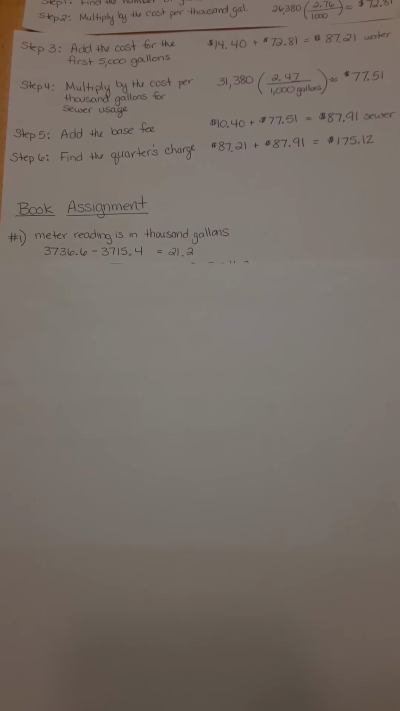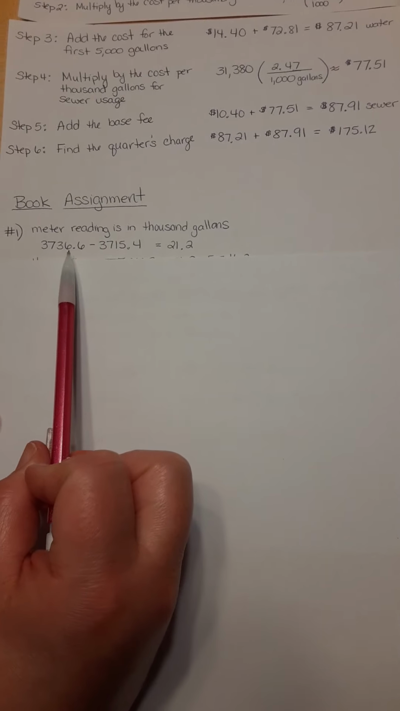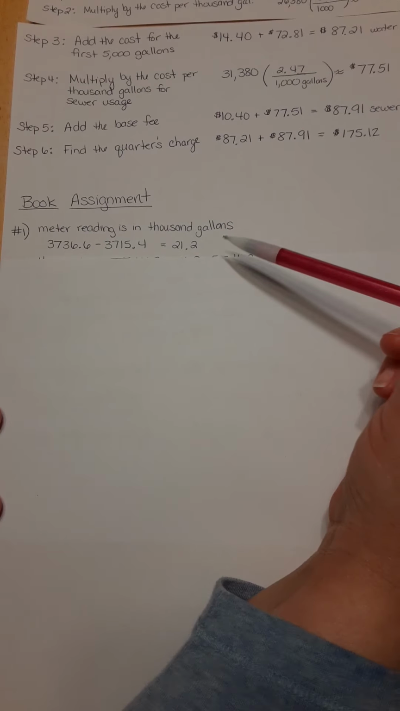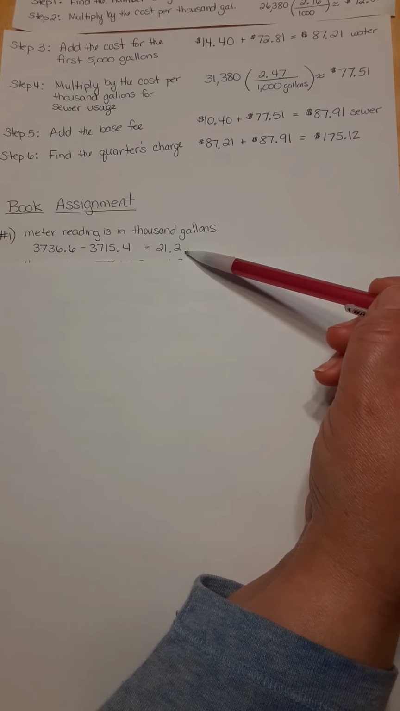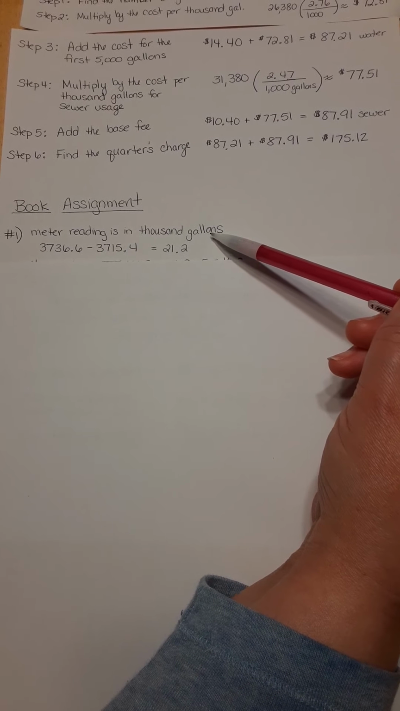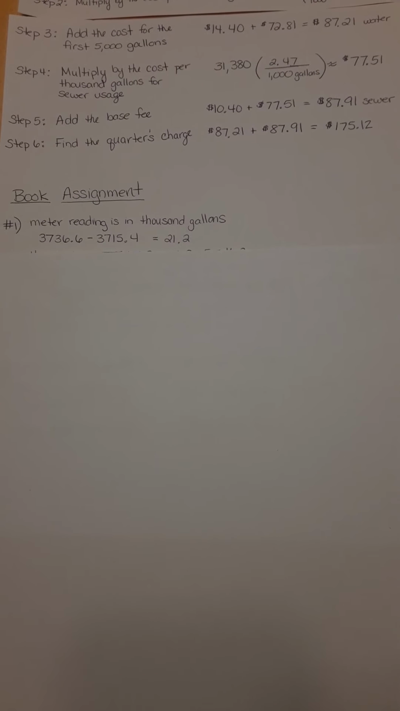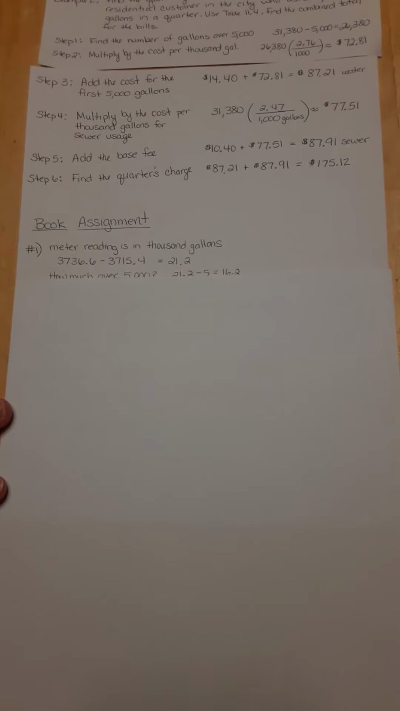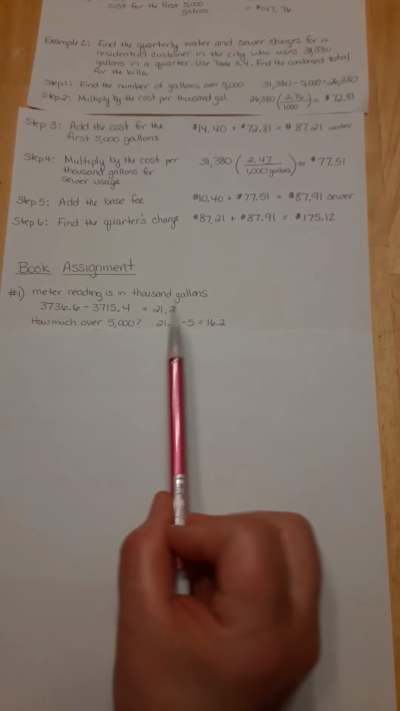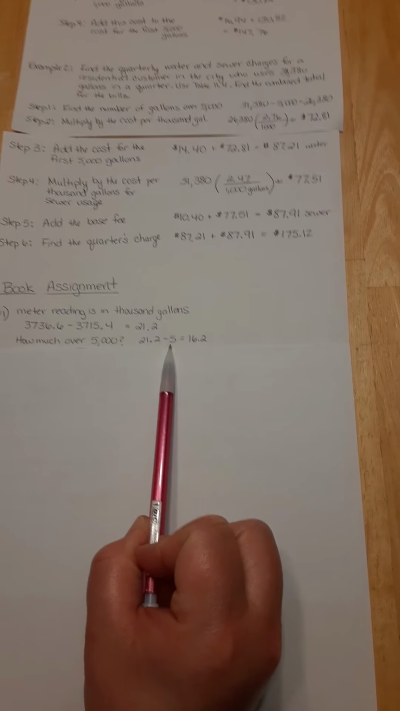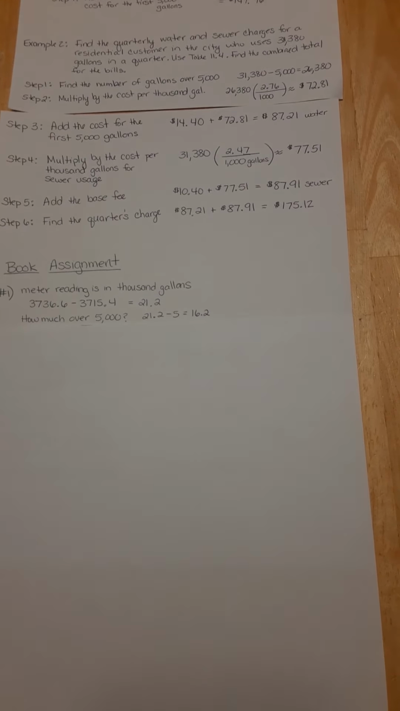And to do that, I'm going to go ahead and subtract these. When I subtract, remember our meter reading is in thousands of gallons. So I'm just subtracting it, and I know I've used 21.2 thousand gallons. Now with our water, remember we're going anything above 5,000. Another way of writing 5,000 in thousands is 5. That's why I'm subtracting the 5. So I'm going to go 21.2, subtract the 5, and I find out that I've used 16.2 extra thousand gallons.